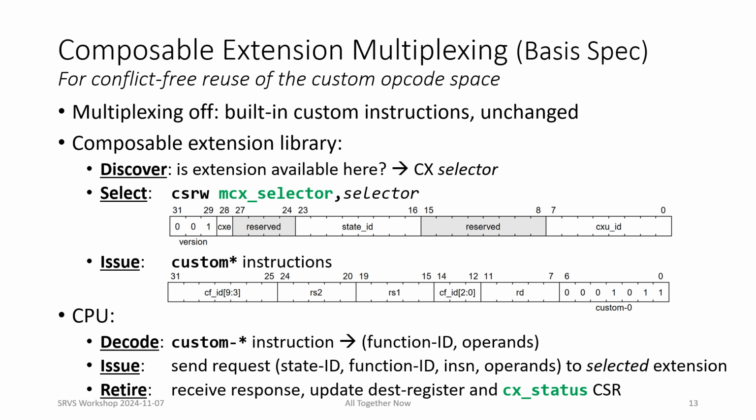The extension will perform the function and/or redecode the whole raw instruction to address extension-scoped registers. It possibly updates its state, and then a few cycles later, the CPU uses the extension response to update a destination register and the CX status CSR.